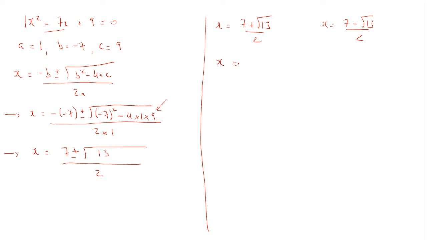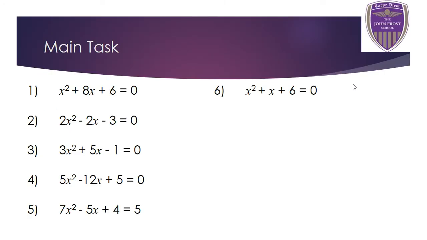So work this one out. I haven't done this one previously, so I have to do it myself on the calculator. Push the fraction button first, then do 7 plus root 13, go downstairs, and you get 5.30 to 2 decimal places. And this one, if you do 7 take away root 13 over 2, you get that x equals 1.70 to 2 decimal places. Right, so that's done. For the main task now, there are 6 to solve.